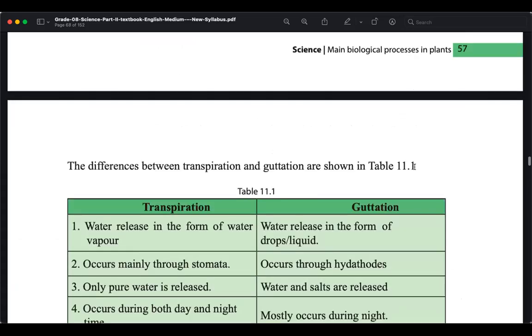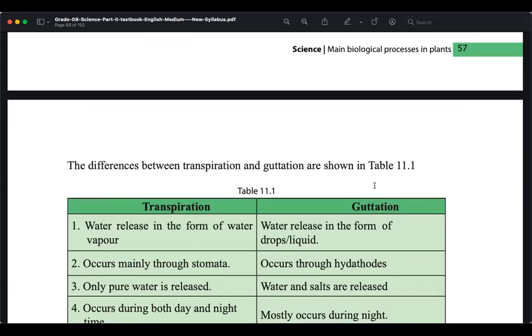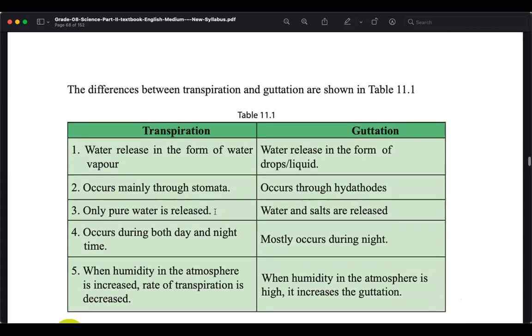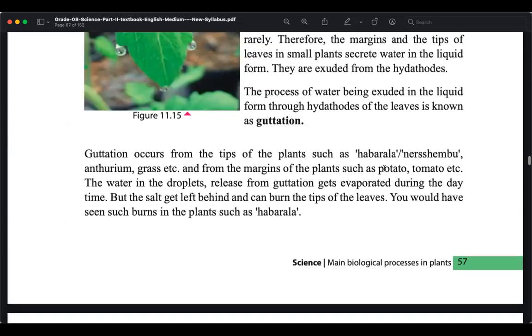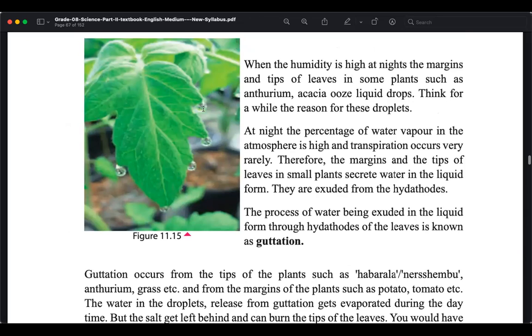Right. Next, similar to transpiration, there's another process happening called guttation. So what is that? Sometimes you can see this early in the morning, especially in your area. If you just look at the plant leaves in your garden, you can see some small drops of water in the corner of these leaves.